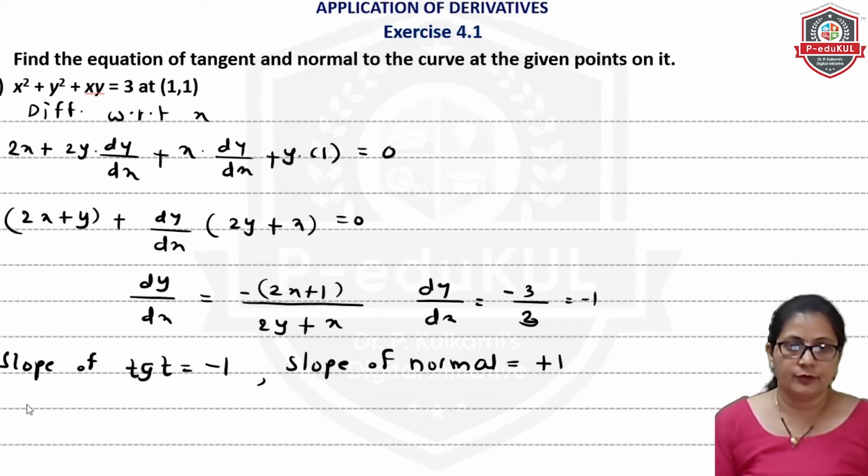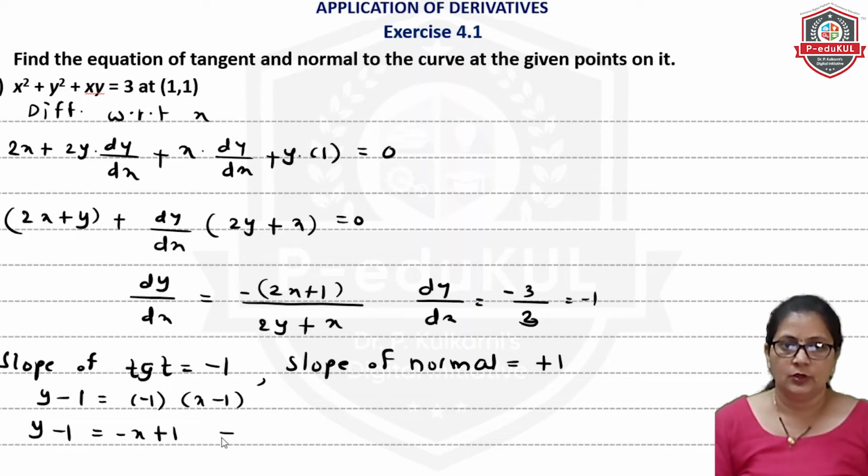And now we will find out the equation. So that is y minus 1 is equal to minus 1 into x minus 1. So y minus 1 is equal to minus x plus 1. So this will give you x plus y minus 2 is equal to 0.